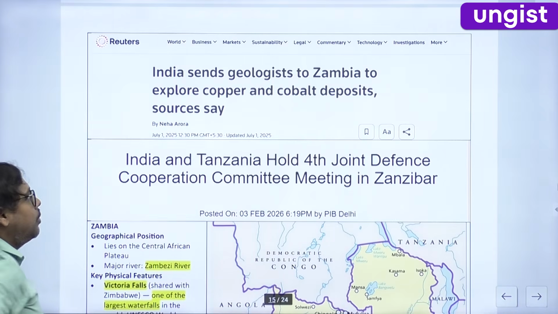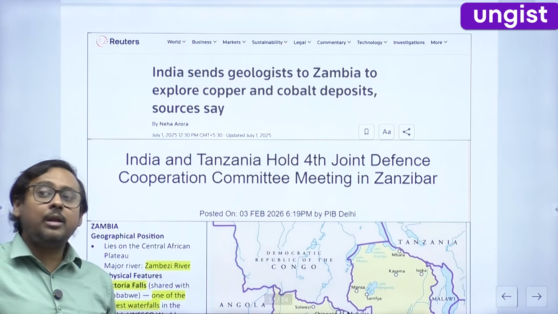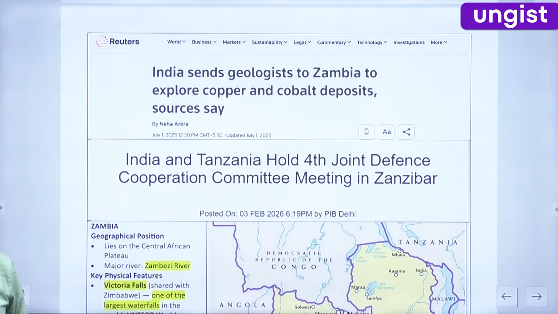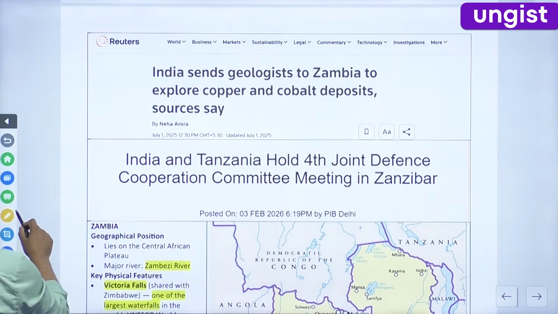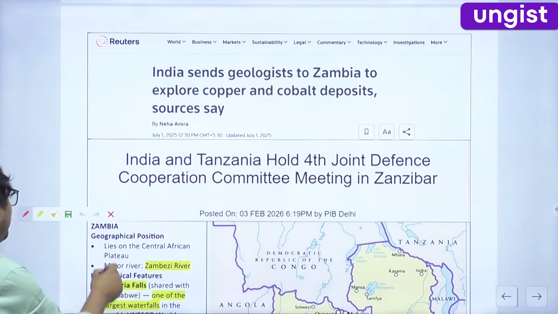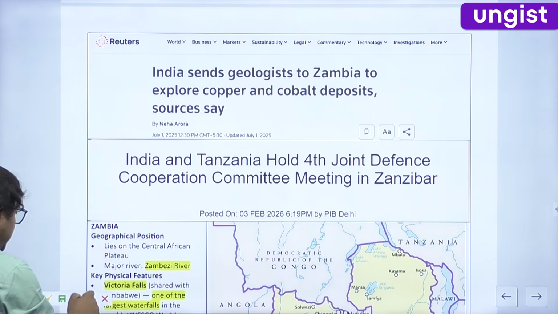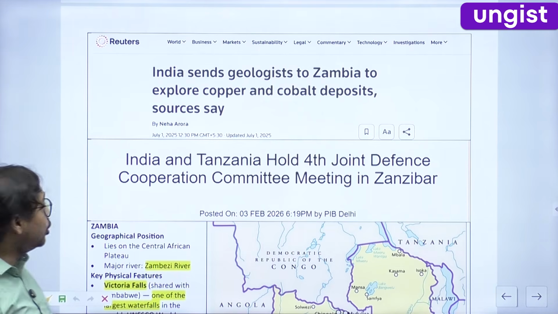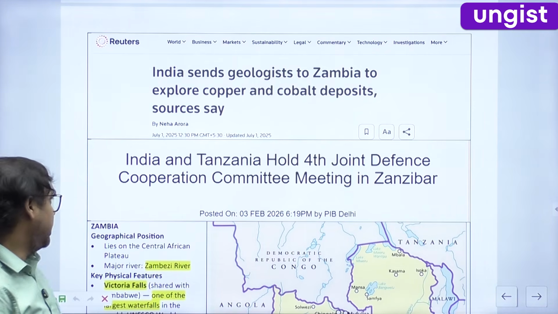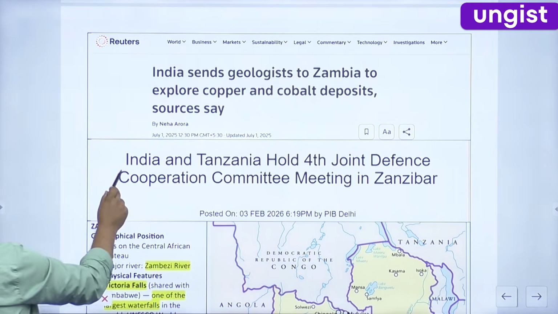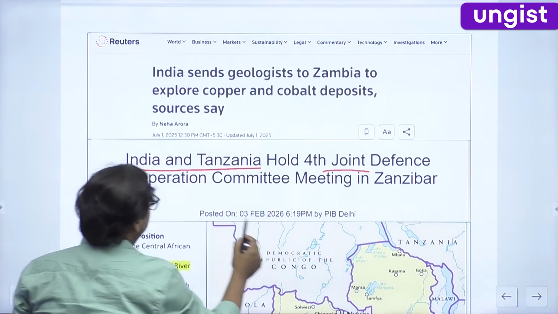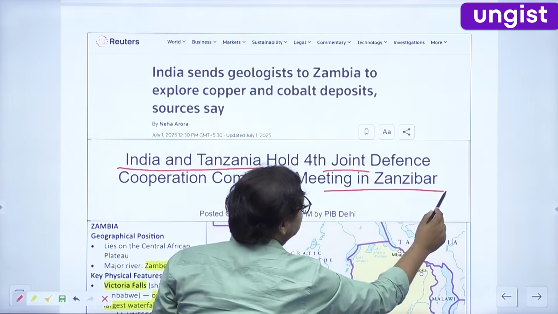Now, Zambia. Again, mineral-wise, Africa becomes important. India sends geologists to Zambia to explore copper and cobalt deposits, sources say. We should not be referring to sources, but the importance here is not about what the sources are saying. The importance here is that Zambia has good deposits of copper and cobalt. And what is the second news? India and Tanzania hold the 4th Joint Defense Cooperation Committee meeting in Zanzibar.